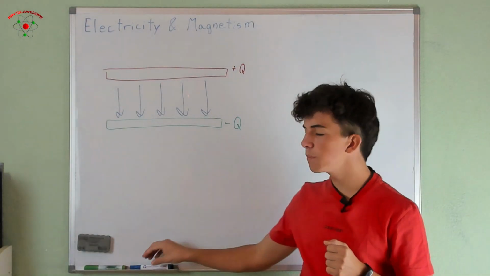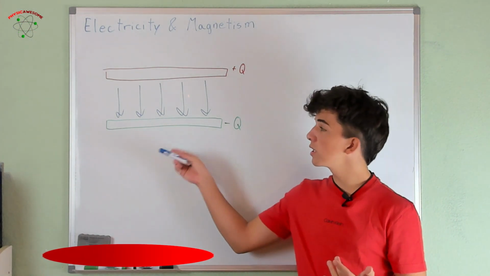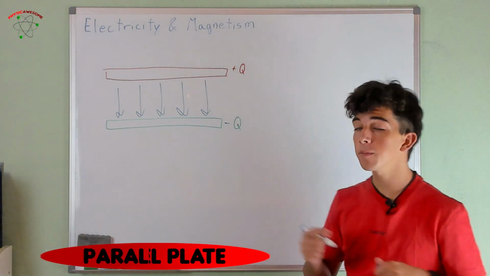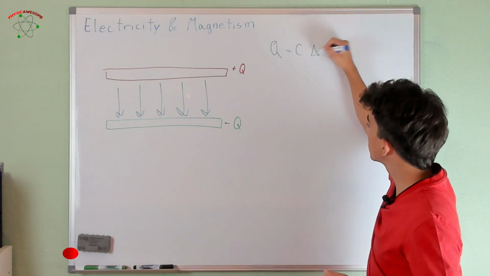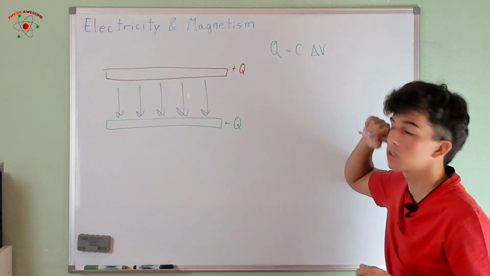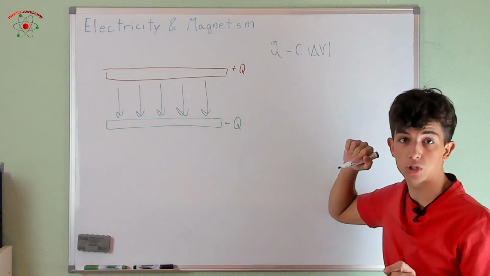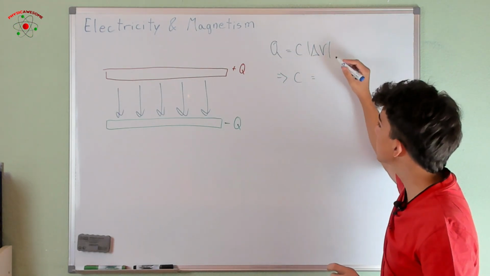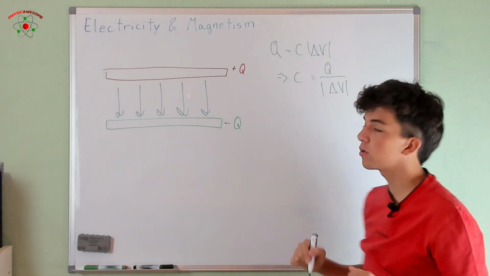Alright, one of the simplest versions of a capacitor, which is actually useful, is 2 charged parallel plates. If you remember from earlier, we found that Q equals the capacitance times the change in voltage. And actually this is going to be an absolute value because capacitance is always positive. Therefore, we're going to have that the capacitance is going to be equal to Q over the change in voltage.